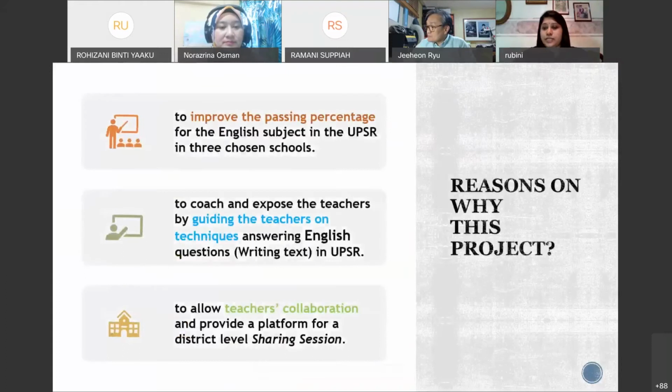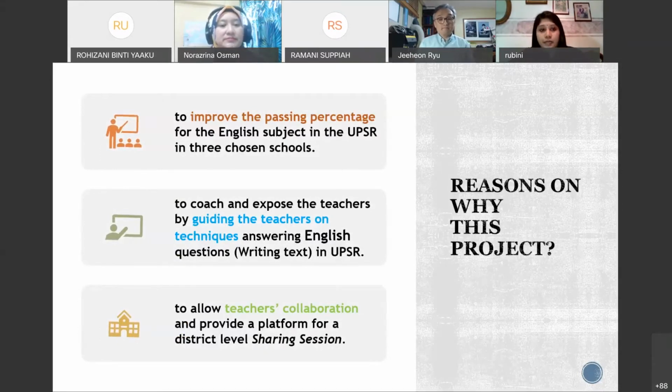So the reasons why this project was created: first of all, it is to improve the passing percentage for the English subject in the UPSR in 3 chosen schools. UPSR is our standardized examination for the year 6 students. In UPSR, the government, our KPM, is focusing on the MTM, mencapai tahap minimum, which means the passing percentage.